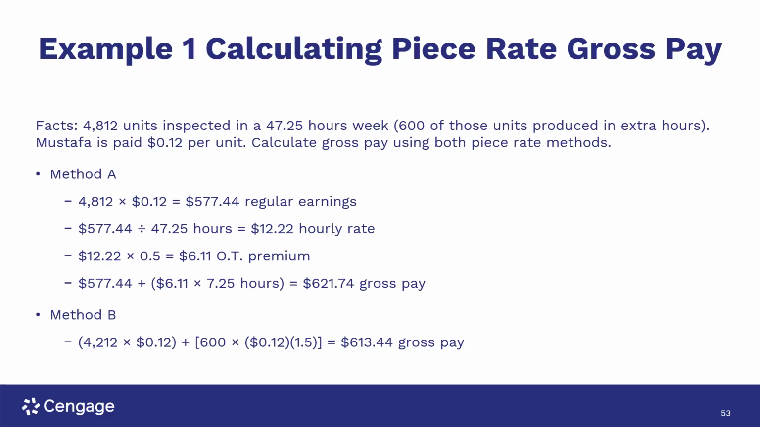And this produces less total pay because if we divide 4,212 by 40, it's 105 units per hour. However, if we take 600 divided by the 7.25 overtime hours, it's only 82 units per hour. And so that's why method B results in a lower total pay.